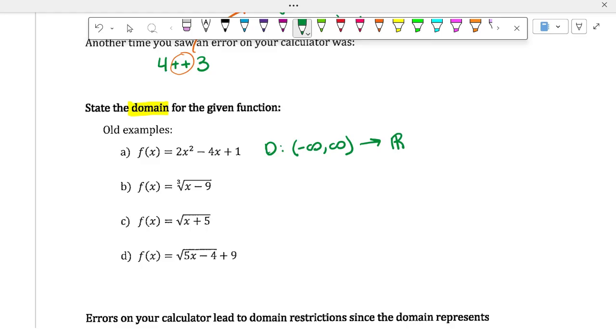Now, we talked about this one yesterday. Cubic functions. What did I say is always the domain of a cubic function? I'm not cubic, cube root. So we talked about this yesterday. What's always the domain of a cube root? All real numbers again.